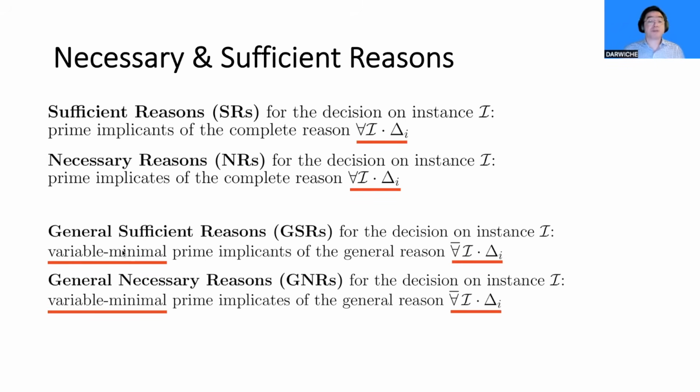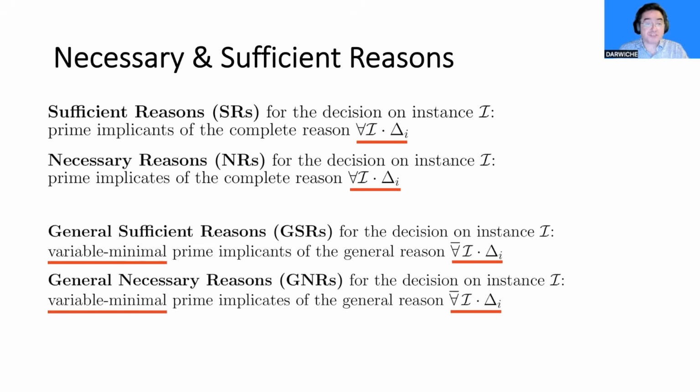And what is variable minimal? So let's say you have a prime implicant. It mentions variables x, y, z. And another prime implicant mentions variables x and y. Then this guy is not variable minimal, because it mentions a superset of the variables that are mentioned in that. So I'm going to exclude it. Now, you're going to tell me, why did you guys do that?